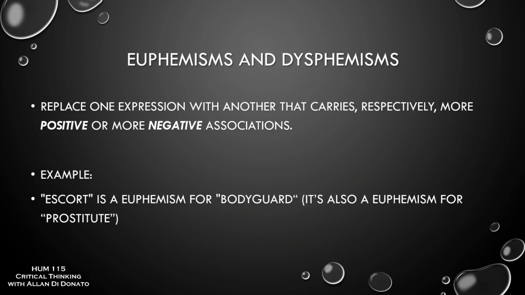So I'll give you a few examples, but I won't slow down very much here. Escort, that could be a euphemism for a bodyguard. Okay, it could also be a euphemism for a prostitute. You could also have a dysphemism for a bodyguard, which would be like calling them a thug. All right, one sounds more positive, one sounds more negative. That's what we mean by euphemism and dysphemism.